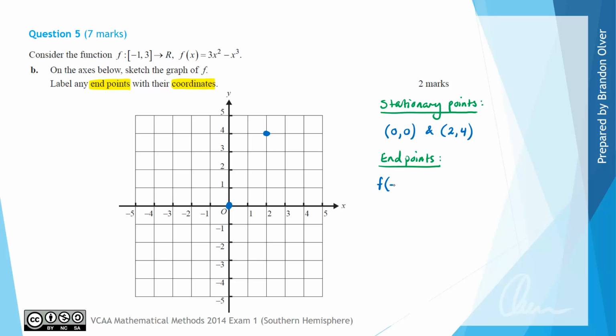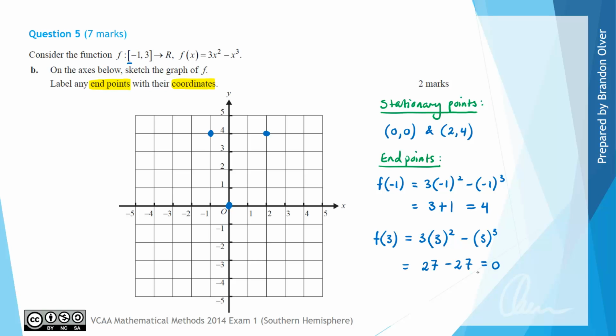One endpoint occurs when x is -1, so we evaluate f of -1, which is 3 times -1 squared minus -1 cubed. That's going to equal 3 times 1, which is 3, and then -1 cubed is -1, so we subtract -1, which is just +1, so that's going to equal 4. So at -1 we have a y value of 4, and it's going to be a coloured in dot because it's a square bracket for that endpoint. The second endpoint is at 3, so f of 3 is going to equal 3 times 3 squared minus 3 cubed, which is 27 subtract 27, which equals 0. So we're going to have a coloured in dot at 3, 0.